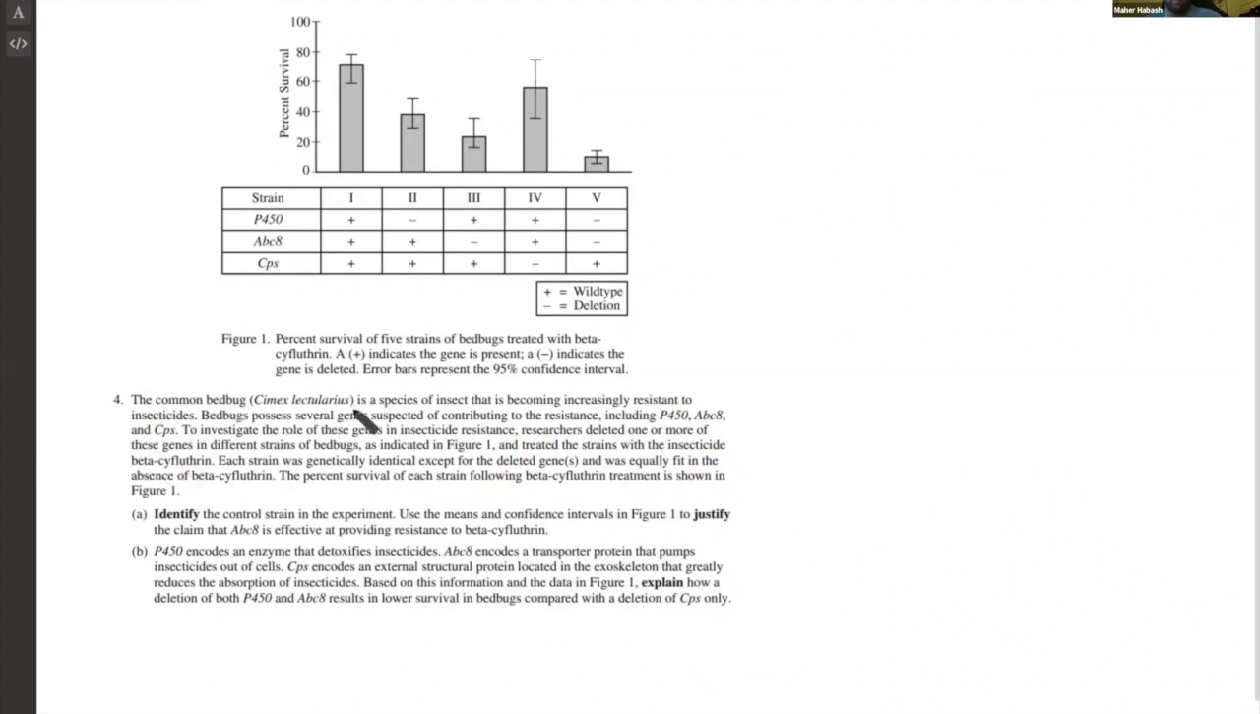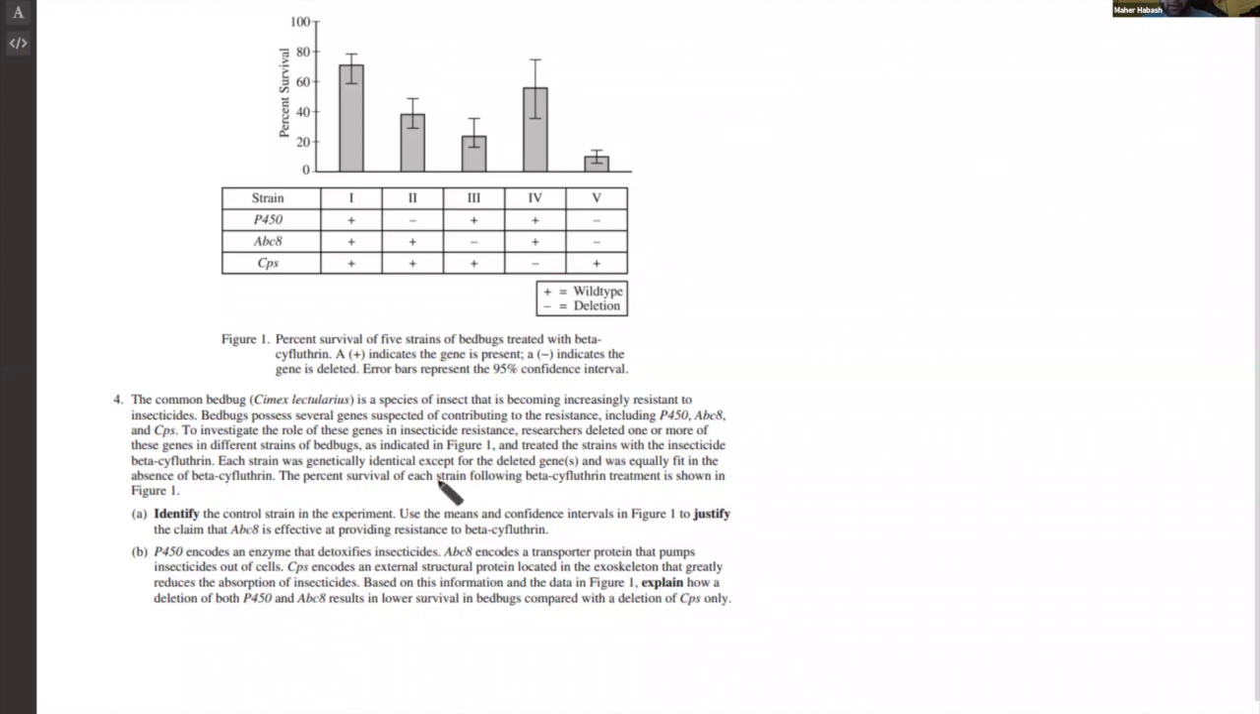The common bedbug is a species of insect that is becoming increasingly resistant to insecticides. Bedbugs possess several genes suspected of contributing to the resistance, including P450, ABCA, and CPS. To investigate the role of these genes in insecticide resistance, researchers deleted one or more of these genes in different strains of bedbugs, as indicated in Figure 1, and treated the strains with the insecticide beta-cyfluthrin. Each strain was genetically identical except for the deleted genes and was equally fit in the absence of the insecticide.